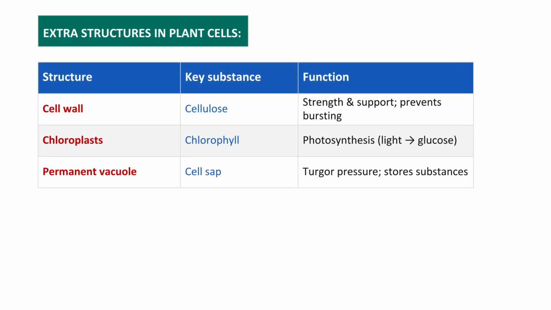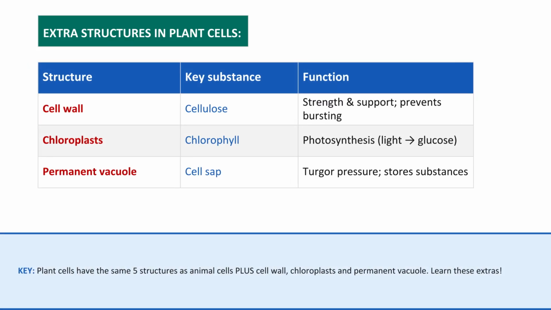Now let's talk about the extra structures in plant cells which are present in addition to the structures in animal cells. The first one is the cell wall, and it's made up of cellulose. What is the function of the cell wall? Its function is to provide strength and support to the body. Also, it prevents the bursting of the cell. The second important organelle is the chloroplast, and the chloroplast consists of chlorophyll, and the process of photosynthesis occurs because of the chlorophyll. The third structure is the vacuole.